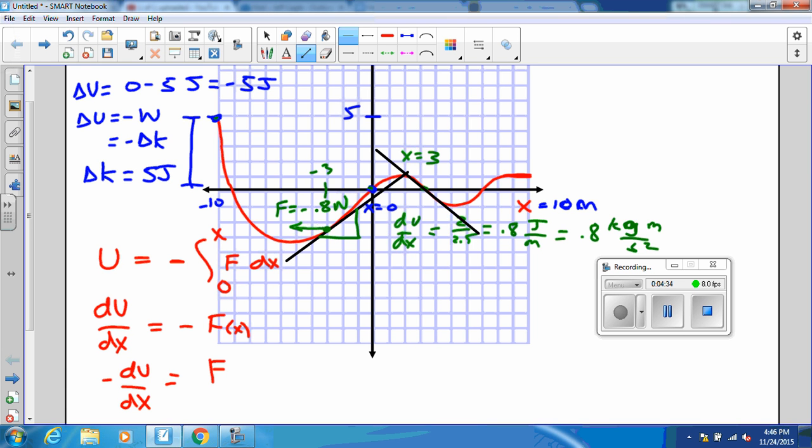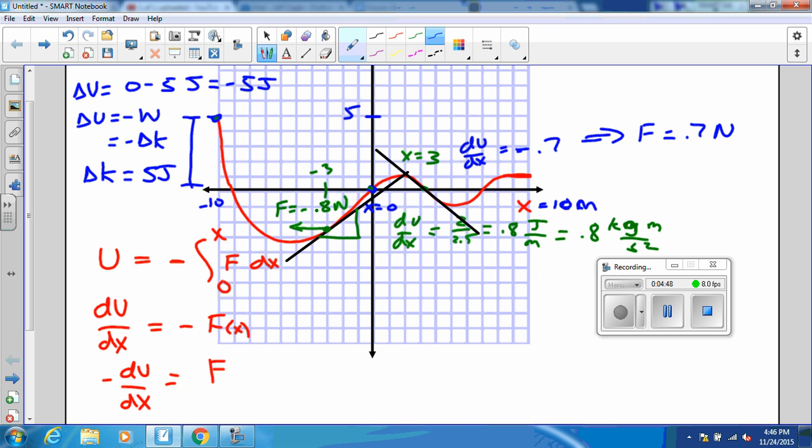And it looks like the tangent line here has a slope of about negative 2/3. We'll call it negative 0.7. This means that the force that the particle experiences is going to be equal to positive 0.7 newtons, the force pushing it in a positive direction. You may have noticed that whenever the potential energy graph has a positive slope, the object will experience a negative force, and vice versa.